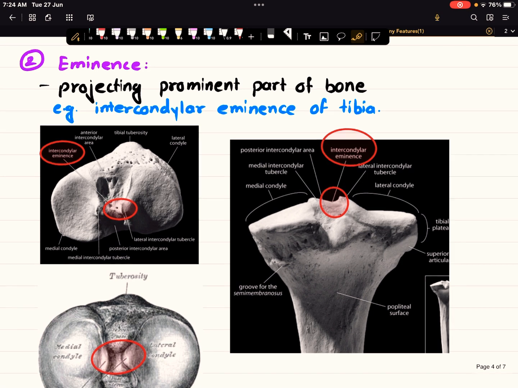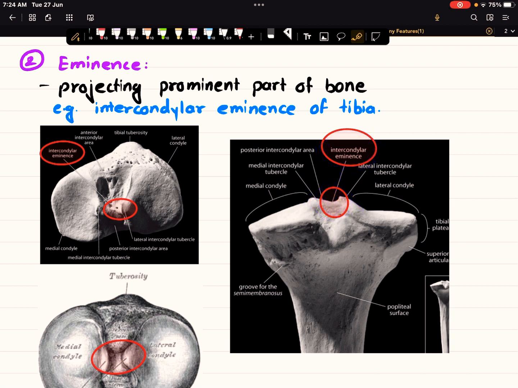When it comes to eminence, an eminence is nothing but a projecting prominent part of the bone. It is a projecting part as well as a prominent part of the bone. So what is the example? It is the intercondylar eminence of the tibia. As you can see, this bone is called the tibia, and this is a projecting prominent part of this tibia. So this portion here is the intercondylar eminence.